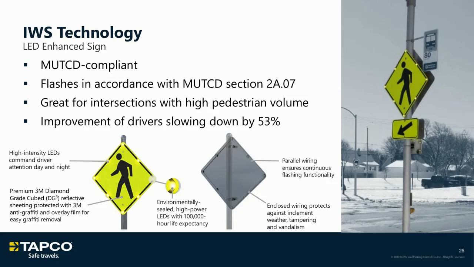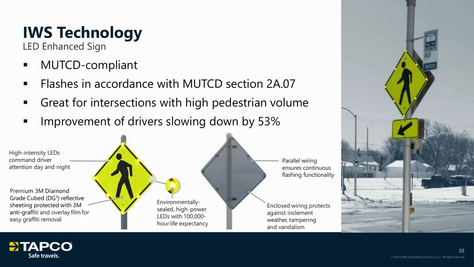So the blinker sign, which is kind of shown here with the LEDs in the border. So that's really the difference, is the light bar versus the LEDs in the border of the sign. This is also MUTCD compliant, and it flashes within their accordance. And this is also great for intersections with very high pedestrian volume.